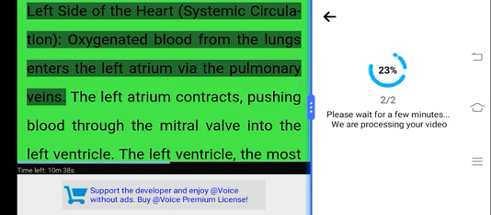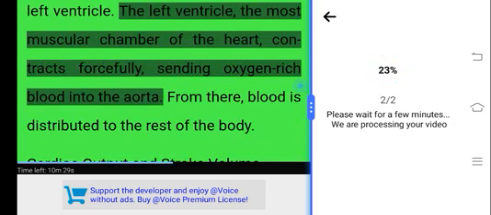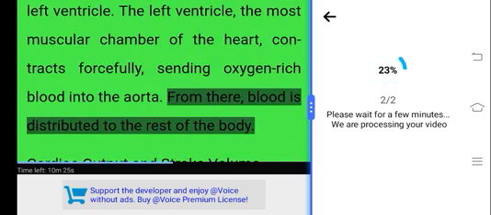Left side of the heart, systemic circulation. Oxygenated blood from the lungs enters the left atrium via the pulmonary veins. The left atrium contracts, pushing blood through the mitral valve into the left ventricle. The left ventricle, the most muscular chamber of the heart, contracts forcefully, sending oxygen-rich blood into the aorta. From there, blood is distributed to the rest of the body.